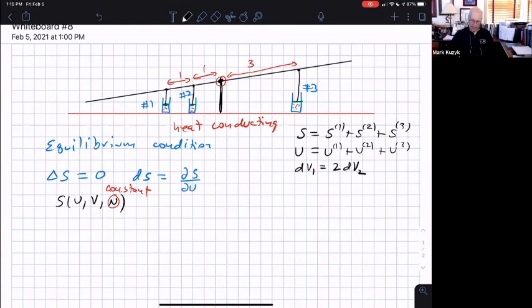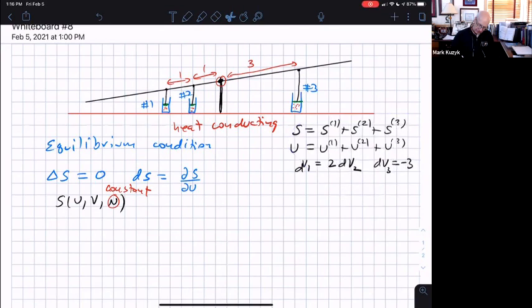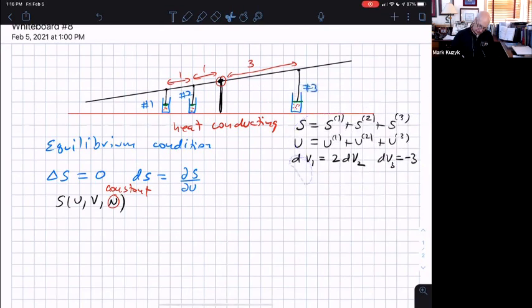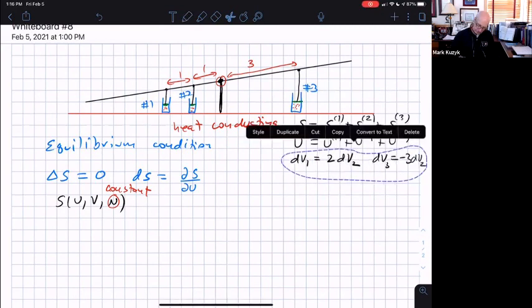Okay? And we know this because the distance that the piston travels times the area of the piston is the volume, and the areas of the pistons are all the same on all these. Okay? And then the other condition is going to be that dV3 is going to be minus 3 dV2. Okay. Does that make sense?